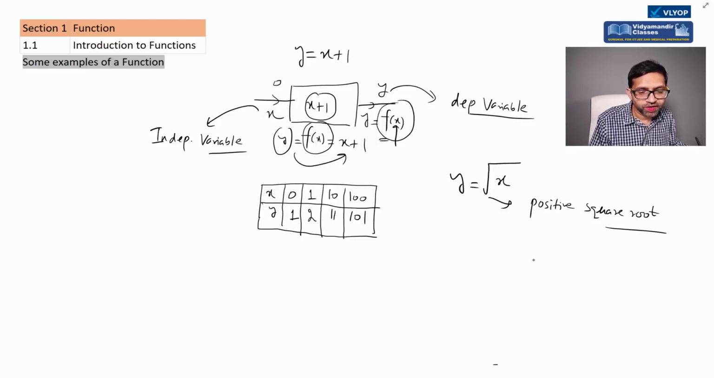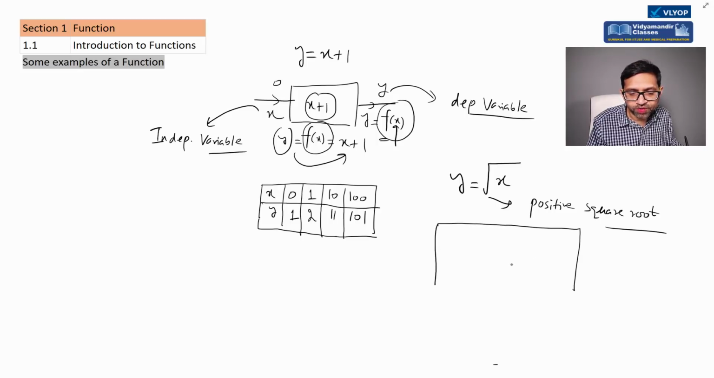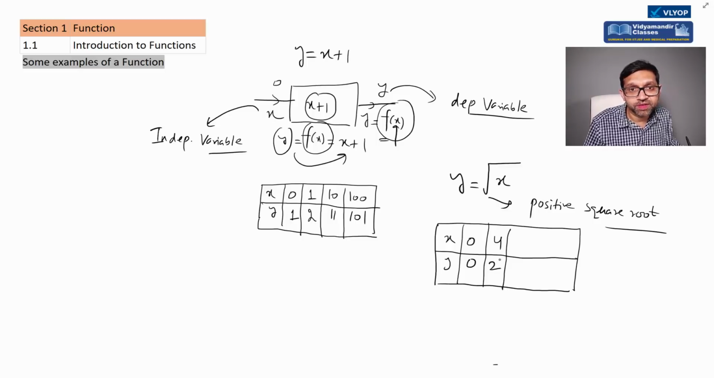So if I draw this input output table for this root x function, with some examples, here, this is x, this is y. If I replace x equal to 0, I get y equal to 0 because square root of 0 is 0. If I take x equal to 4, I get y equals to 2. Again, I remember that it's just written as a positive value. If I take 9, it gives 3.